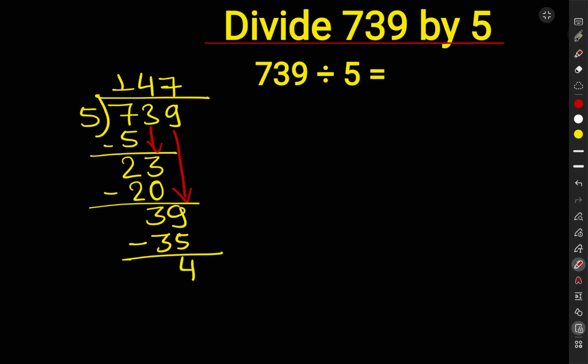So now there is no other number to put down. So we take a decimal here so that we put 0. So it is 40 and 5 times 8 is 40. On subtracting we get 0.